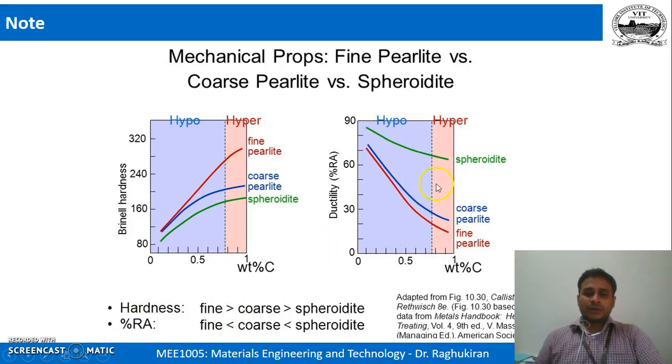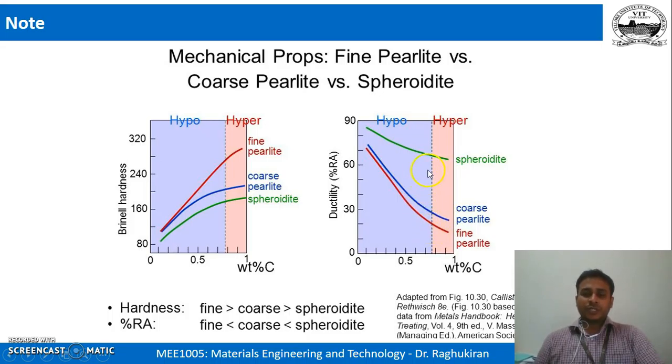Accordingly, as the carbon percentage increases, your ductility is reducing. Since you are increasing the hardness, your ductility reduces, or the brittleness increases. So ductility is being affected because of the increase in carbon percentage. And again, within a composition of a particular alloy with some carbon percentage, you see coarse perlite is relatively ductile compared to fine perlite. So it is simply the opposite of hardness. Hardness is high for fine perlite, whereas ductility is high for coarse perlite.